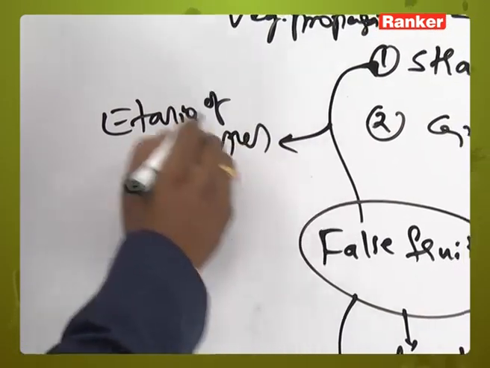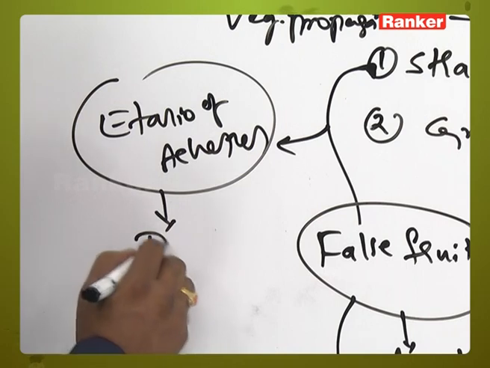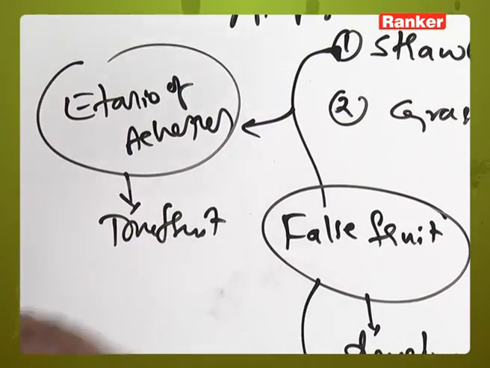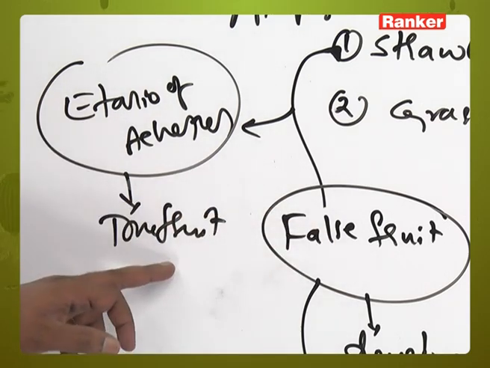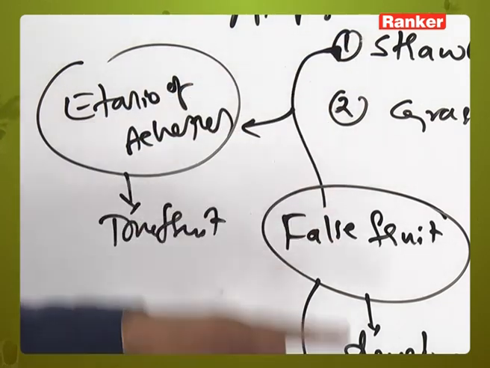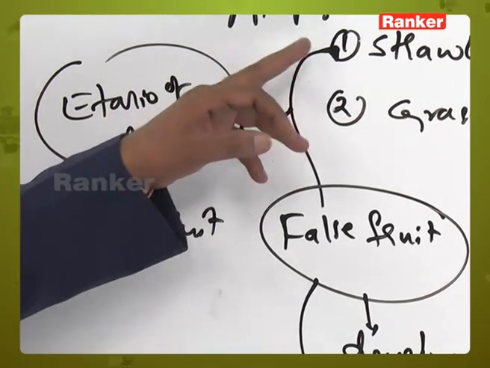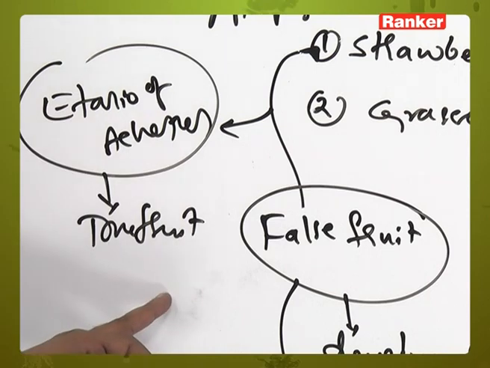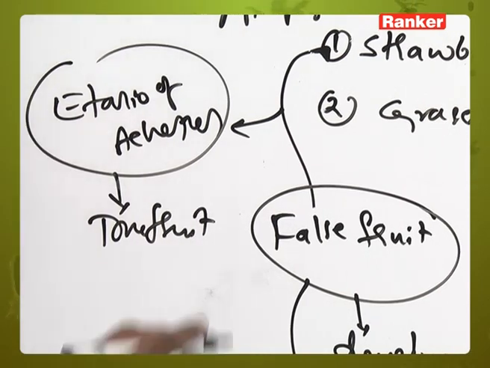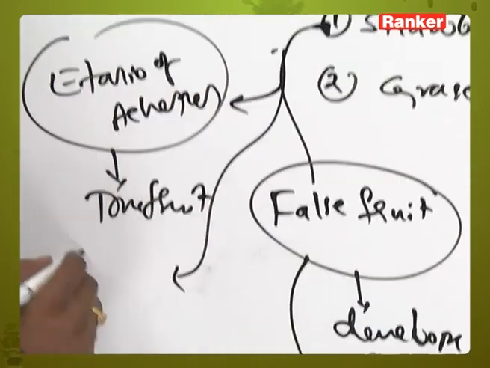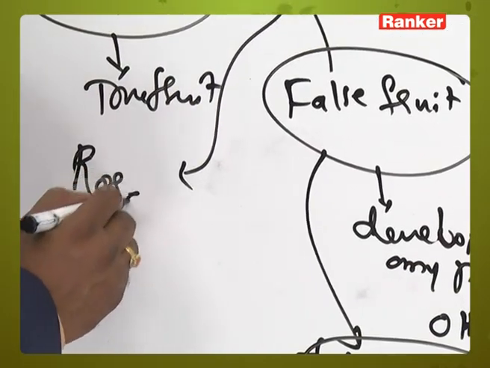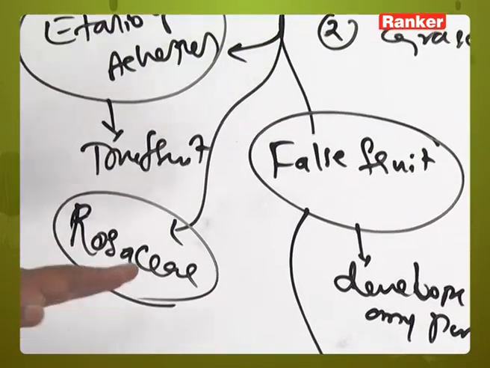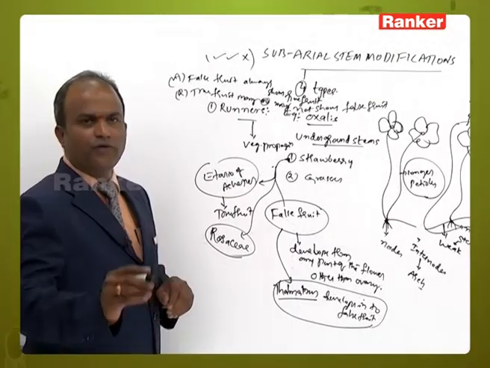Etaerio of achenes is nothing but the true fruit here. That means false fruit shows combination with the true fruit. False fruit in strawberry is nothing but thalamus, but what is the true fruit in strawberry? Etaerio of achenes, it is the true fruit. Strawberry belongs to the family known as Rosaceae.